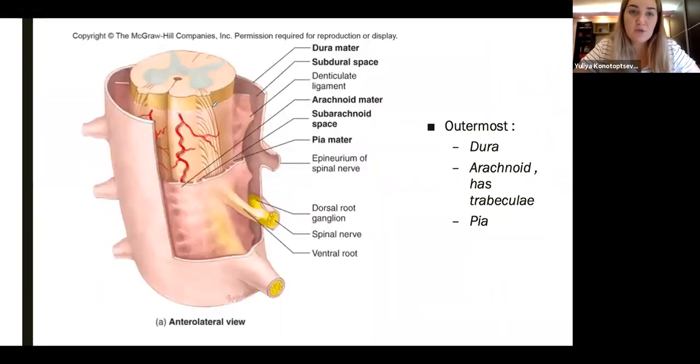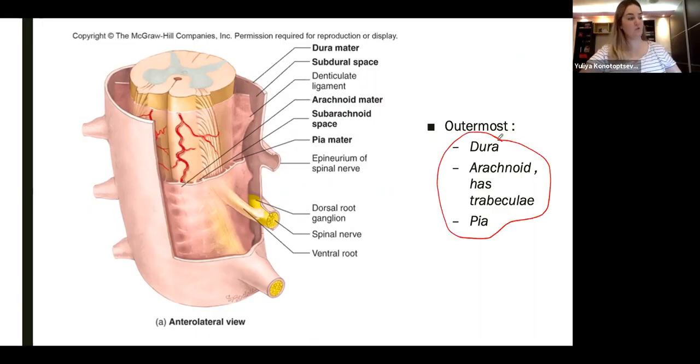Your spinal cord is covered by meninges, the same as your brain, because the spinal cord is also part of the central nervous system. So it's also covered by meninges: the dura, arachnoid, and pia mater.